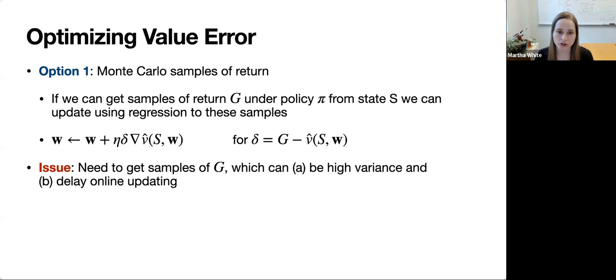It's not the one that we'll actually use, and I'll tell you, and so you can see why we're not going to use it. But one of the most obvious choices is just to use supervised learning and use regression towards samples of the actual return. So if we could get samples of a return G under a policy pi from our state s, then we could just go ahead and use pairs of those. I have a state, I have a sampled return, and then I'm just going to go ahead and do a regression update for that. So this is my function approximator. This is the actual return I saw, and so I'm going to do a regression update.